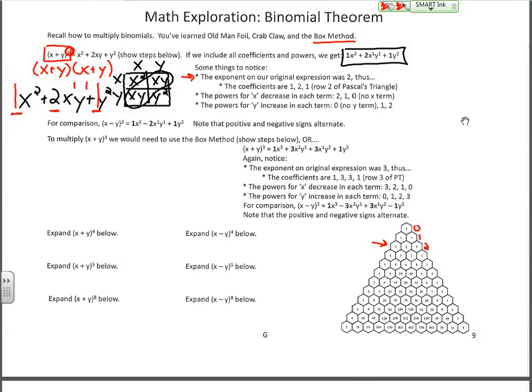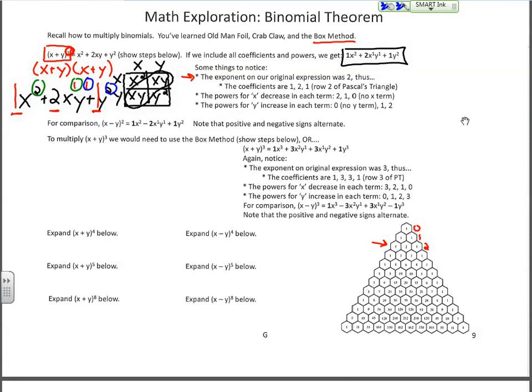Okay? The powers for x decrease in each term. Our first term has an x squared, 2. Our second term has an x to the first, 1. And our third term, our y squared, doesn't have an x term, so it's like it's x to the 0. And the powers for y increase in each term. x squared doesn't have a y, so it's like it's y to the 0, and then y to the first, and y to the second.